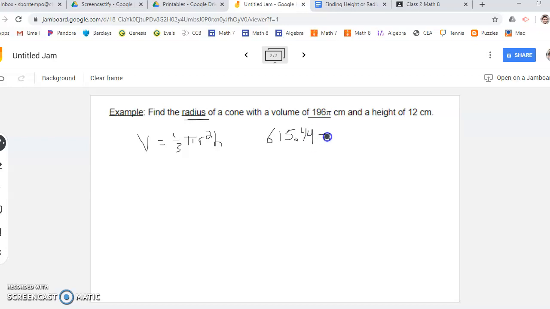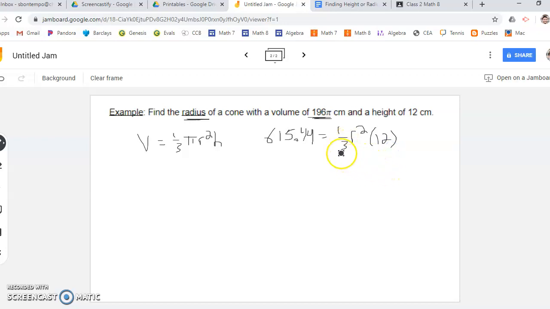615.44, and that's equal to 1/3. And we're not going to write the pi now because they incorporated pi in the answer already on the other side of the equal sign. So it's already been moved over. So 1/3 times r squared, and the height is 12.